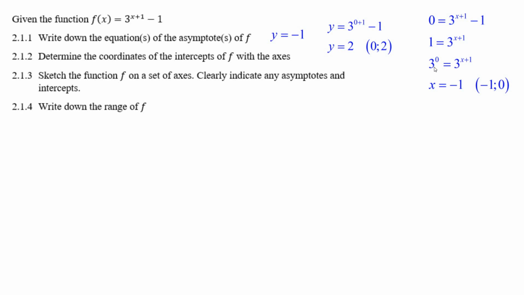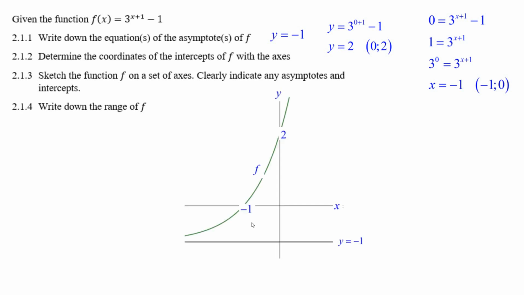The only way these two things could be equal to each other is if 0 equals x + 1. The only way that's going to happen is -1 + 1 is 0. So x = -1. There's the x-intercept. Then you take these intercepts and you take the asymptote and you sketch yourself an exponential equation.